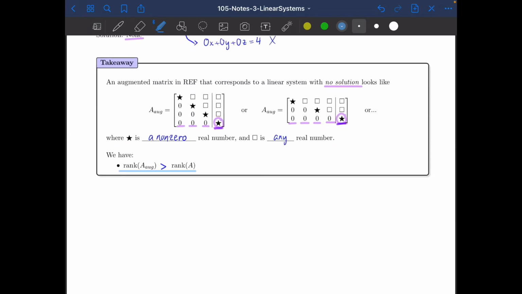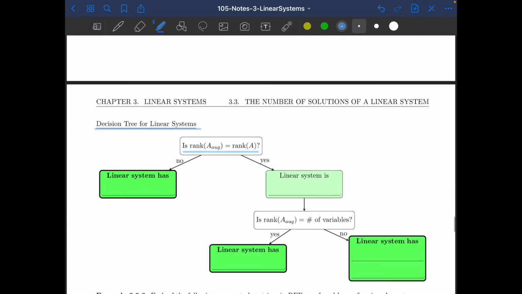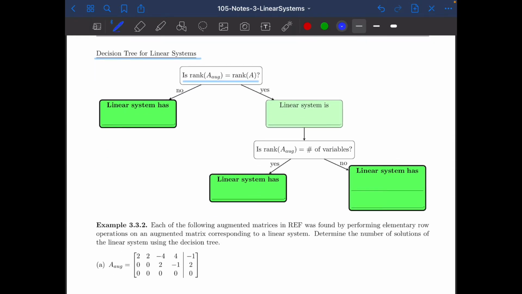And so it is in the case of no solution that we will answer no to that question in the decision tree. So is the rank of the augmented matrix equal to the rank of the coefficient matrix? If the answer is no, then the linear system has no solution. If, however, the answer is yes, then there are two options. Either the linear system has one solution, or it has infinitely many solutions.